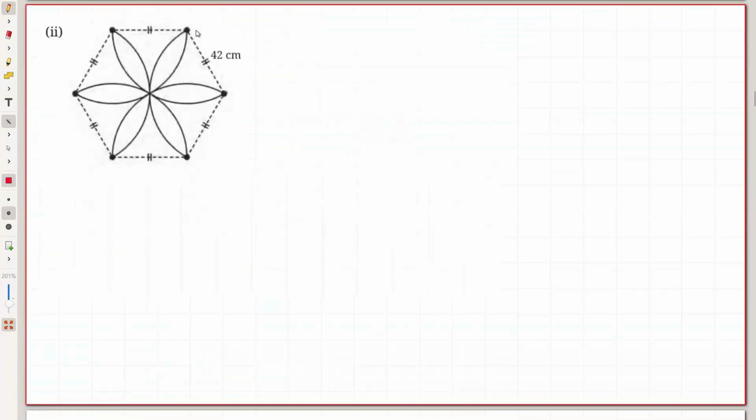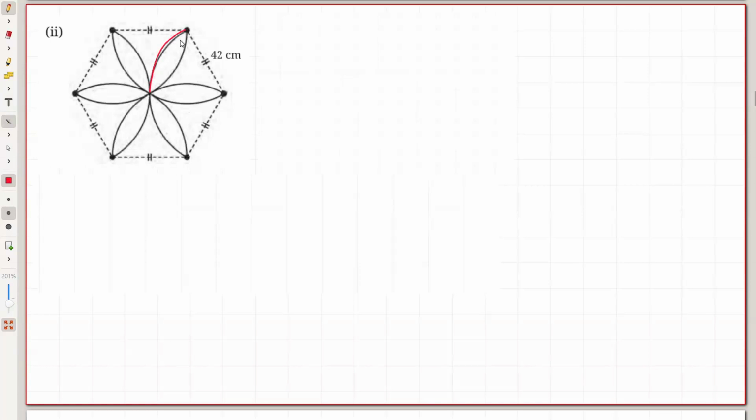Now the figure is given like this. So for this also we have to find out the total perimeter. Okay, second part. We have to find out the total perimeter of this petal. So petal means, here is the petal. Here we cannot just take a semicircle. Actually, this is not the diameter. The diagram is given a little different.